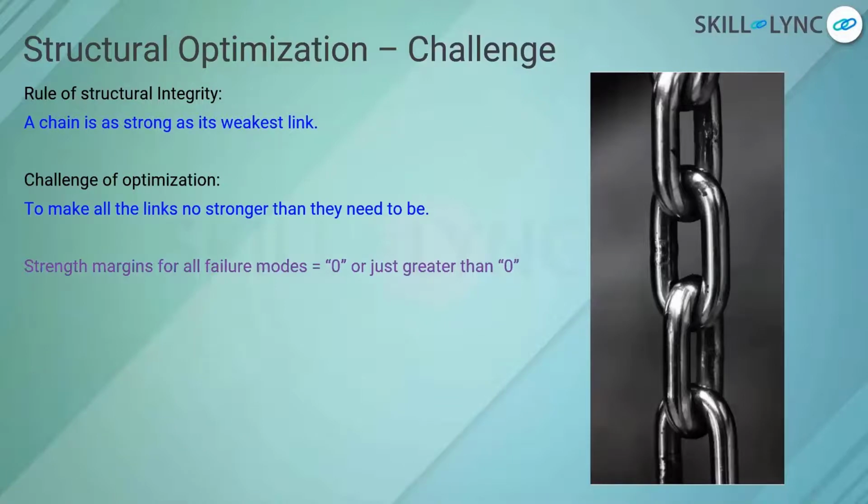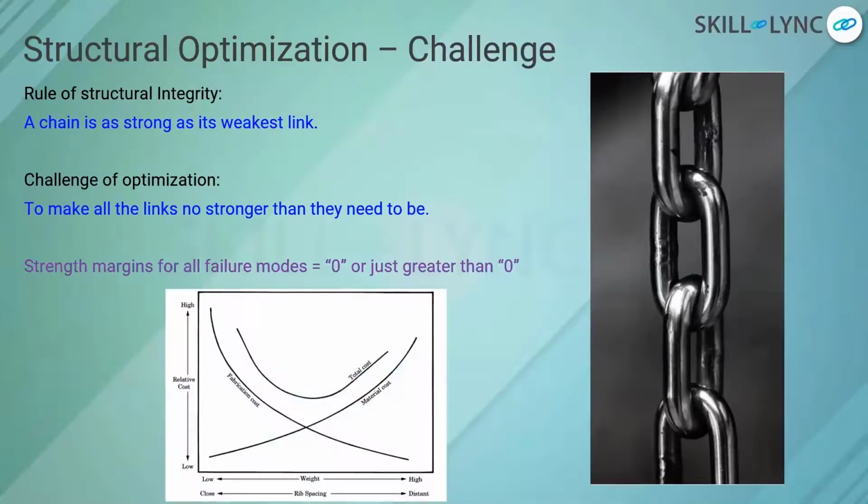And in this case of a link and a chain, it's probably easy to explain. But when you take complicated structures where there are lots of load paths, whether it is a car body or an aircraft structure, for example, defining all the failure modes and ensuring that all of them are just greater than 0 is not an easy task to achieve.